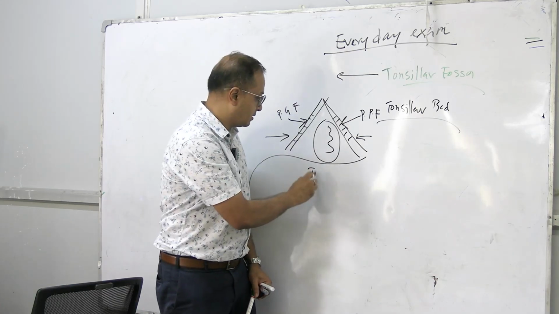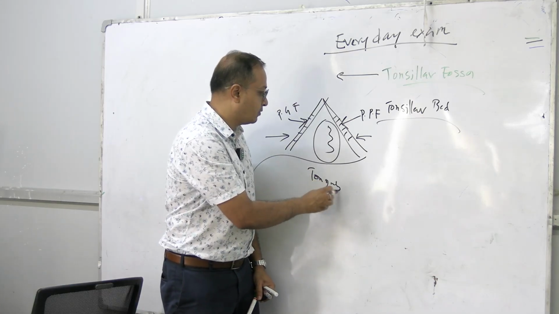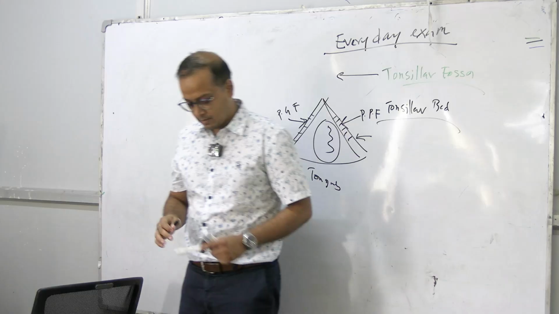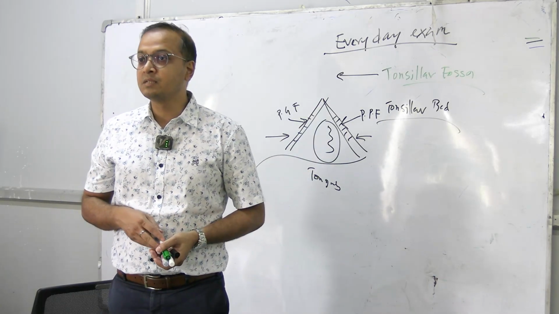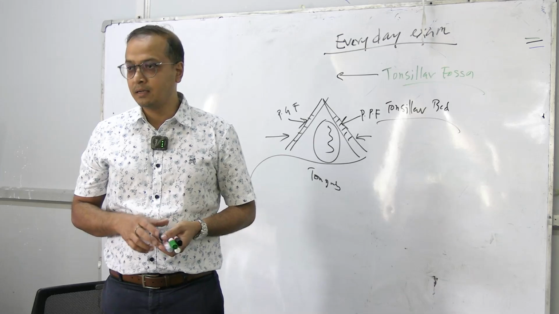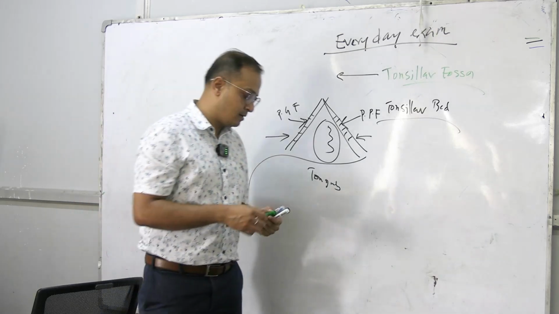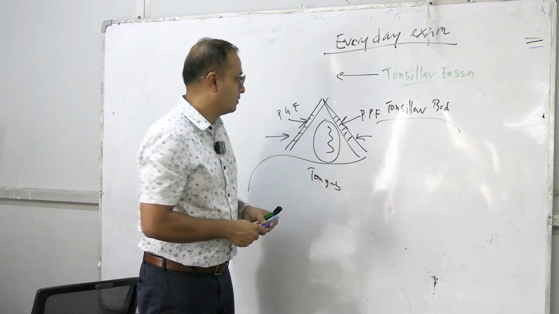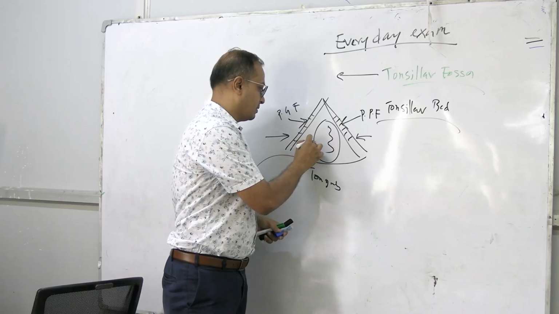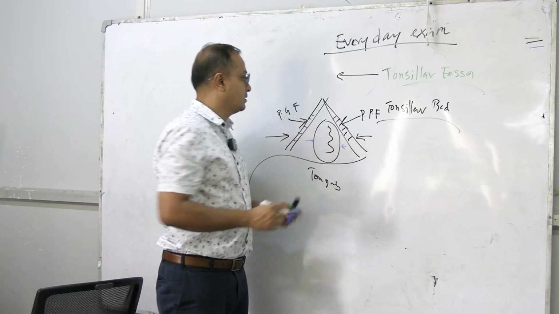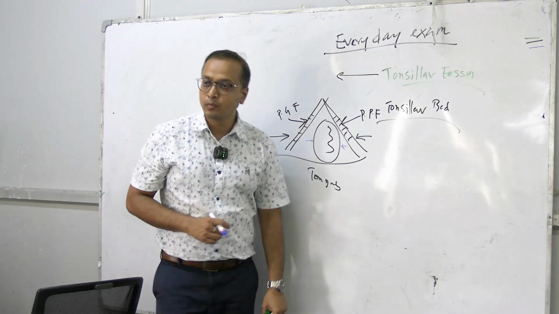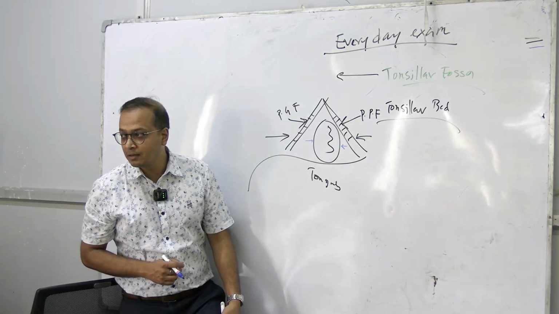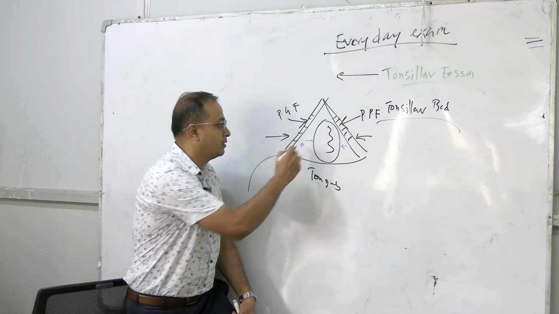This is the tongue which is remaining on the floor of this particular region. বোঝা গেল না? Tonsillar fossa is made by two pillars, anterior and posterior. Anterior pillar, posterior pillar, base. So this particular border which is related to the palatoglossal fold, we call this which border of the tonsil? Anterior border.